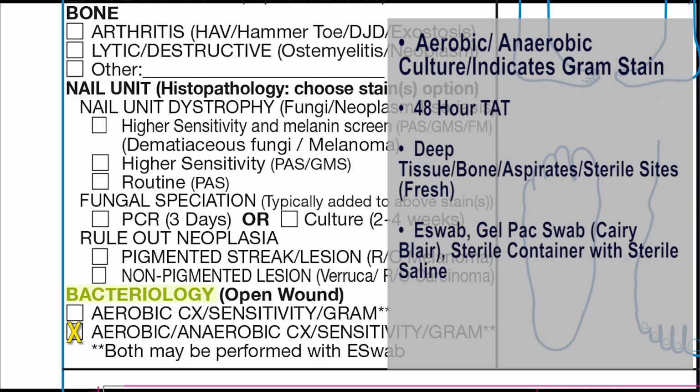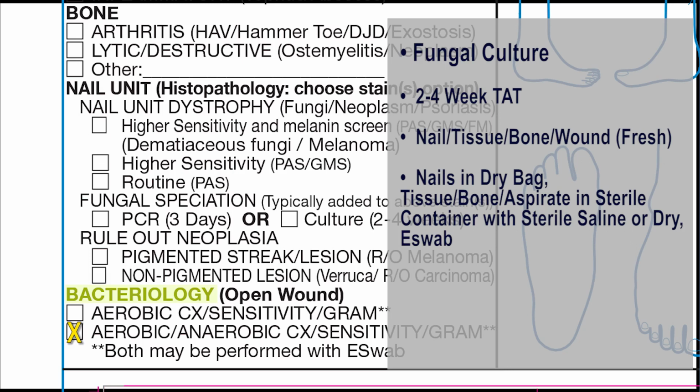Aerobic anaerobic culture indicates gram stain. 48-hour turnaround time. Deep tissue, bone, aspirates, sterile sites, fresh. E-swabs, gel pack swab, Carry-Blair, sterile container with sterile saline.